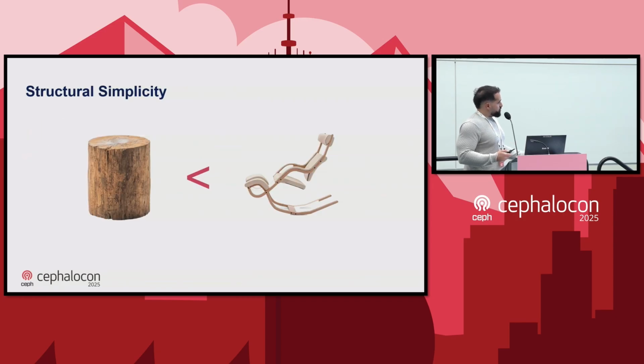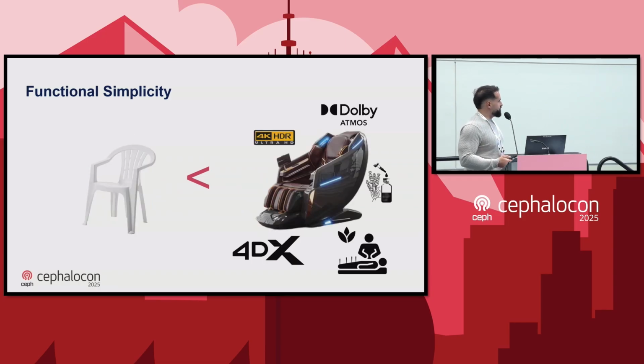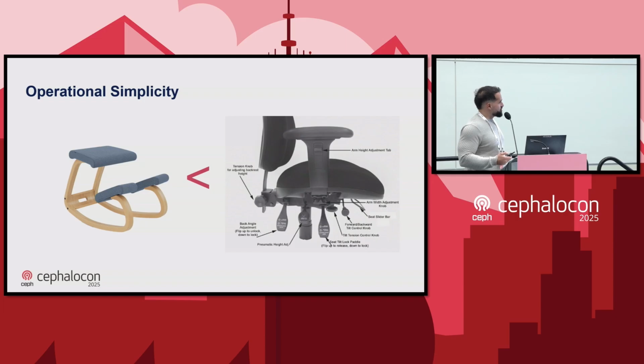So when we talk about structural simplicity, we are talking about moving parts, right? What are the pieces of a tool? So in this very case, I fully agree. The stump is much simpler than the ergonomic chair or even the monoblock chair. When we talk about functional simplicity, I think this is very clear, so probably it doesn't require further explanation. Then we have the operational simplicity.